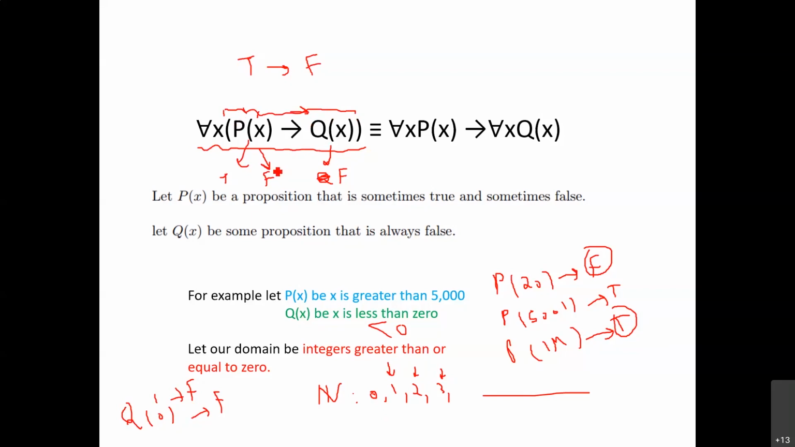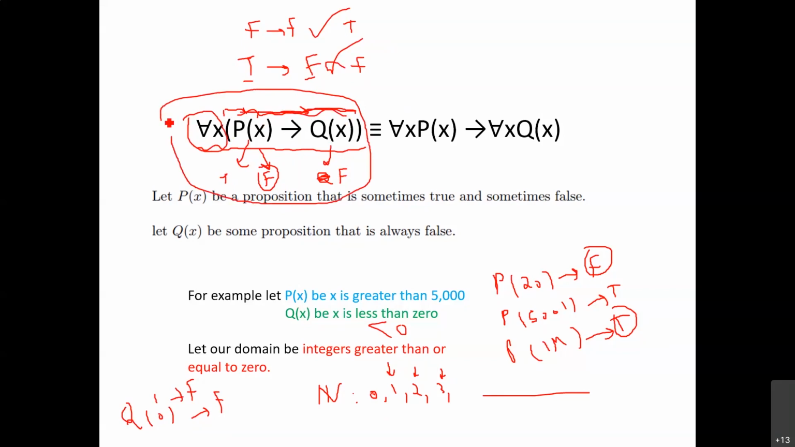No, because what combinations do we have? Either p of x is going to be false and q of x is going to be false, so false implies false, which is true, or p of x is going to be true and q of x is going to be false, which is false. So not for every x is this whole statement going to be true. So this whole thing is just one big false. Okay, stay with me.